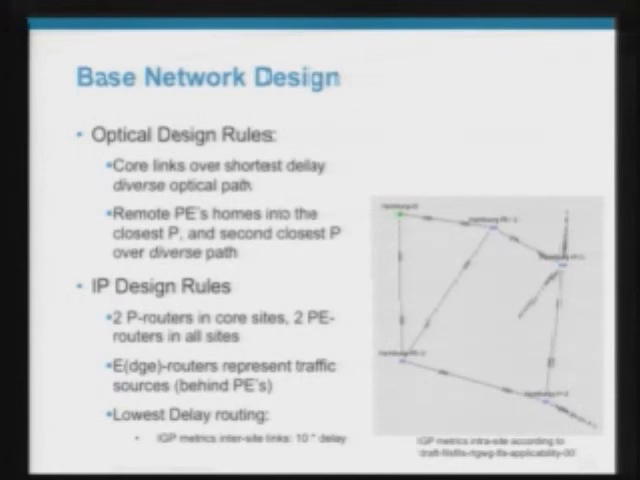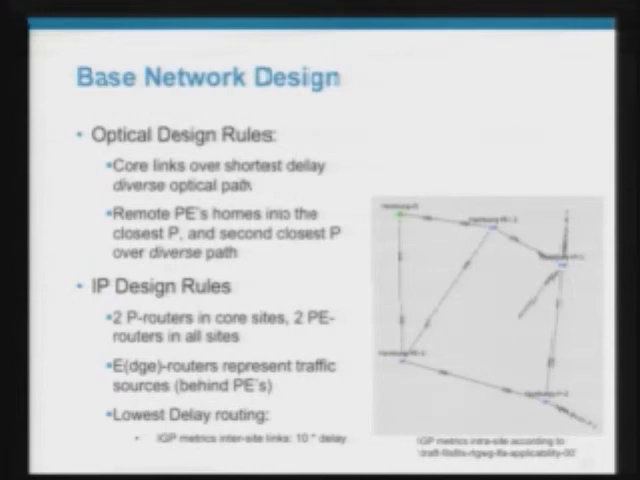And it should be diverse, right? You don't want to have a single optical failure bring down multiple core links. For the remote PEs, they would be homed into the closest PE first, and secondarily into the next closest PE as long as it's diverse.